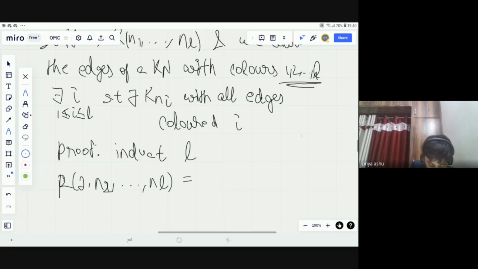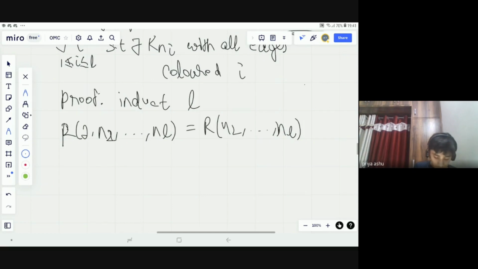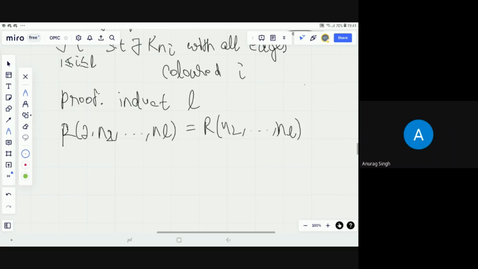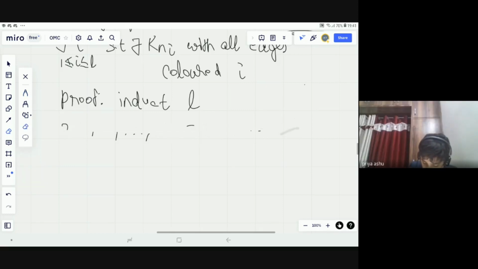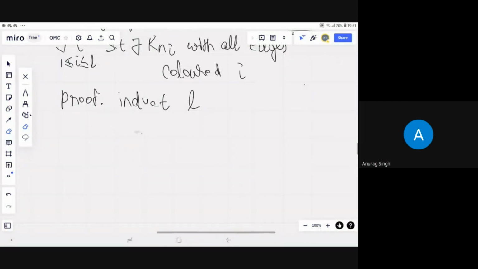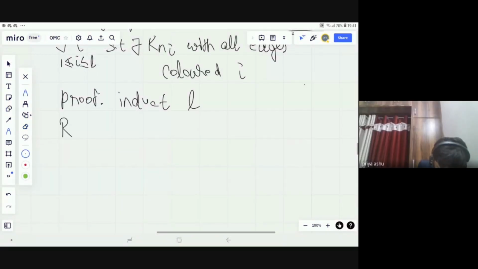So we first proved that R of 2, n2, and so on till nl is R of n2 to nl, to get rid of the annoying case whenever we have 2. So how do we prove this? Can you tell what's written before n2 on the left-hand side? I'll write this again in better writing.